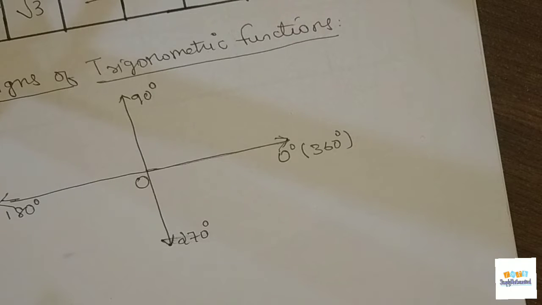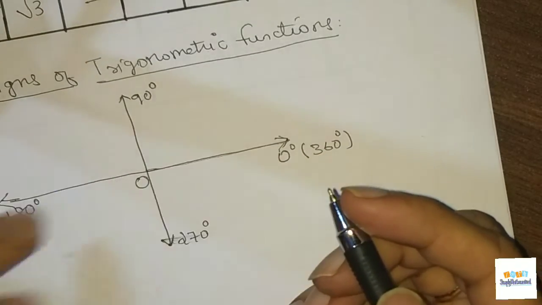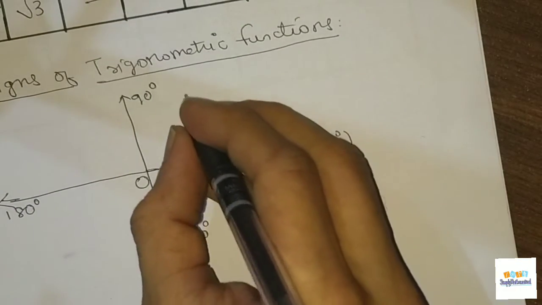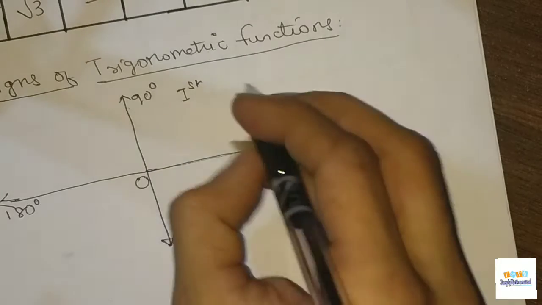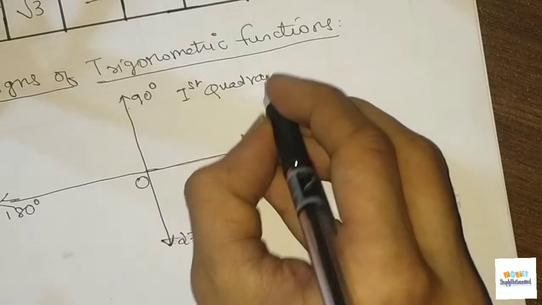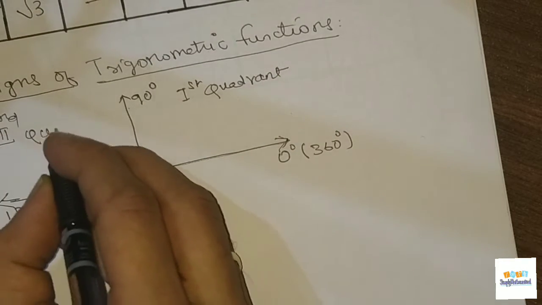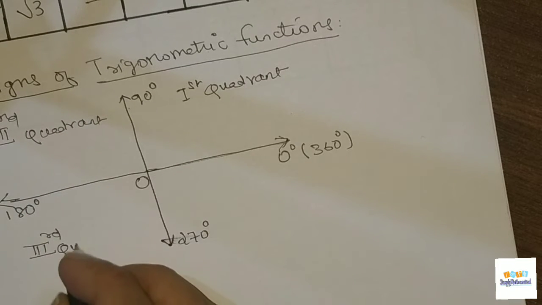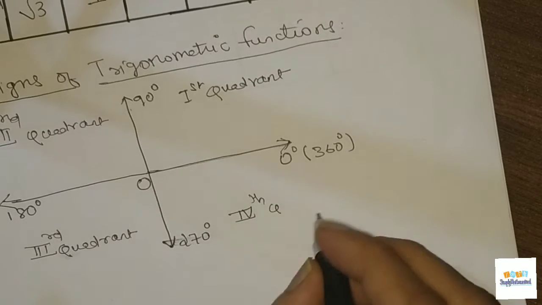Now let us look at how to get the sign of the functions in each quadrant. Now this coordinate axis divides the plane into 4 quadrants, right. So this part is called the first quadrant, right. Then this part here is called the second quadrant. This here is known as the third quadrant, and this is known as the fourth quadrant.